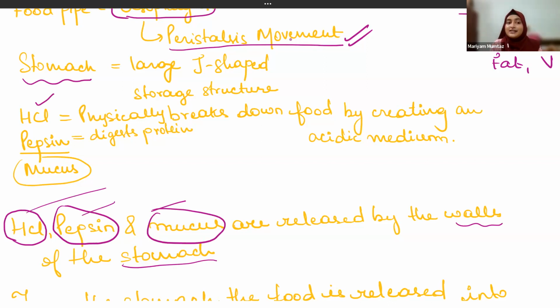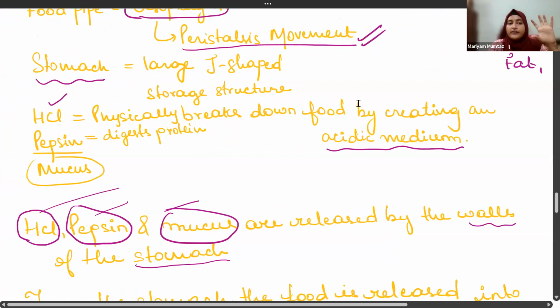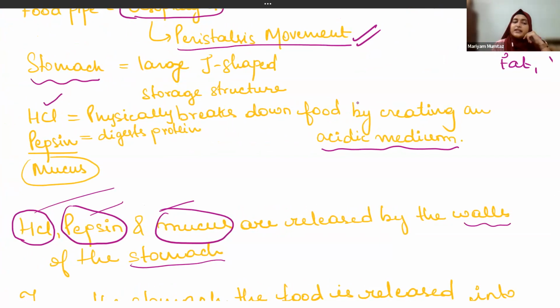Do you know that hydrochloric acid is an acid, isn't it? So what it does, the food that is present in the stomach now, it provides an acidic medium to the food, and also it physically breaks down the food. This is the first role of HCl. Then let's talk about the pepsin. Now, pepsin is the enzyme that is again secreted by the wall of the stomach, and what it does, it digests the protein. Meaning the chewed food that is finally being stored in the stomach, the pepsin acts on it, and whatever protein is present in the food gets digested. Is it clear?